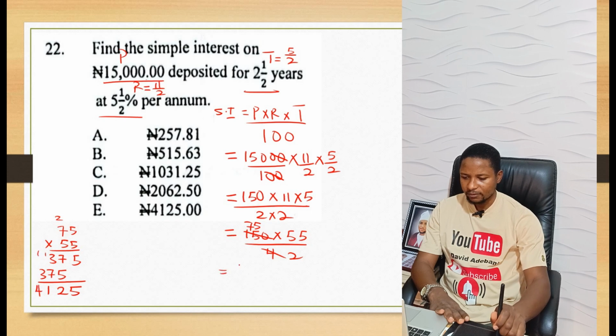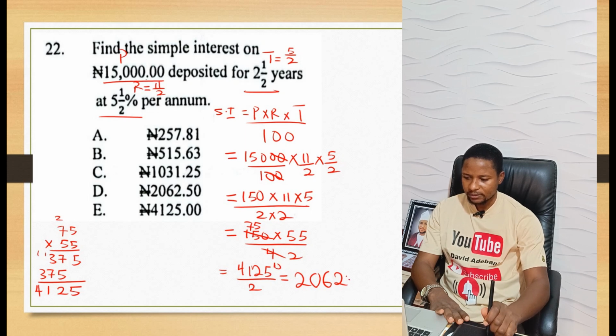So what you have here is 4, 1, 2, 5 over 2. How many 2 can go in 4? That's 2. In 1, that's 0. Then combine it in 12, that's 6. How many 2 can go in 5? That's 2. Remainder 1, which you have to introduce a decimal point and add another 0. So how many 2 in 10? You have 5. But because it's money, you have to add another 0. So your answer is 2062 naira 50 kobo. And that's option D.